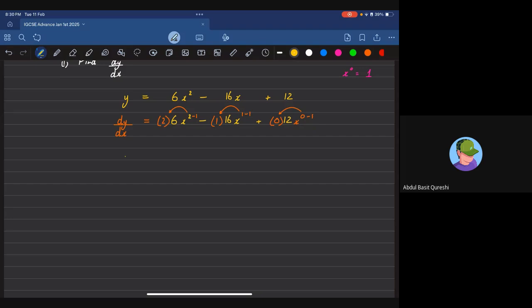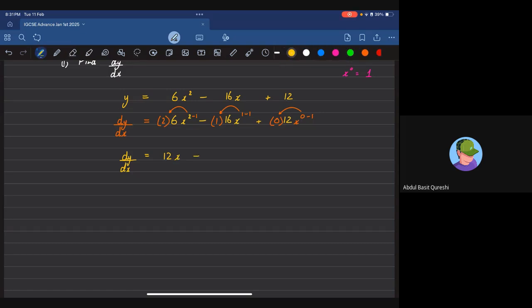So your new expression for dy upon dx is going to be equal to what? 2 times x, which is 12 x raised to the power 2 minus 1. 2 minus 1 is 1. So x raised to the power 1, which I can simply write down as x. Don't really care if it's 1 or not.